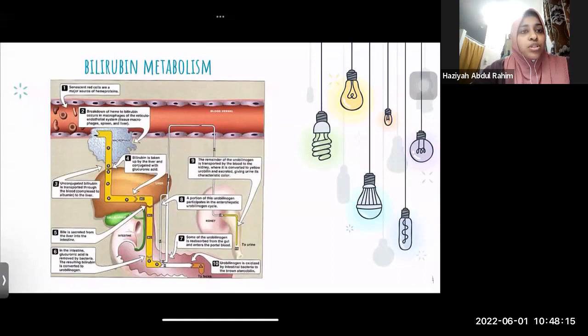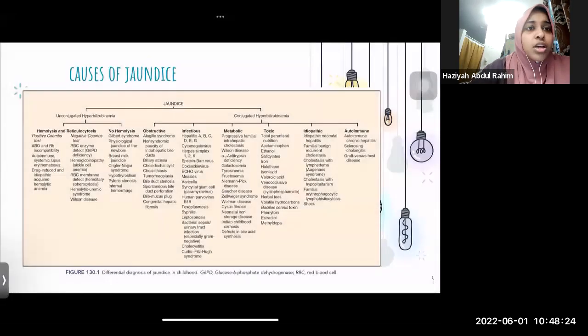So the importance of knowing this bilirubin metabolism is basically classification. Classification first, next. So in terms of classification, jaundice is divided into unconjugated hyperbilirubinemia or conjugated hyperbilirubinemia. If a patient presents with jaundice, we want to know whether conjugated bilirubin is high or unconjugated bilirubin is high. If the unconjugated bilirubin is high, it means either there is an increased production of bilirubin, either by hemolysis or anything, or there is a problem with conjugation.